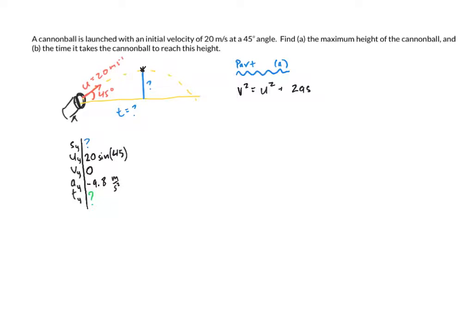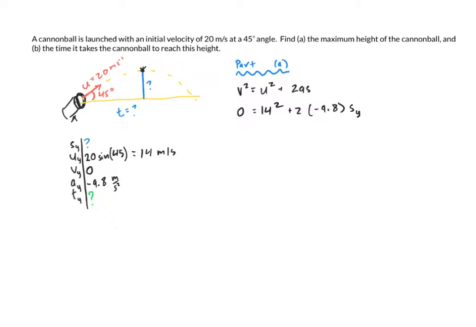So v squared is 0. u squared is 20 sine 45. So u is 20 sine 45, which is approximately 14 meters per second. You are welcome to stick this in your calculator and check that out, but I'm going to just put that in. So we've got 14 squared plus 2 times negative 9.8 times my displacement in the y direction, which again is what I'm trying to find.